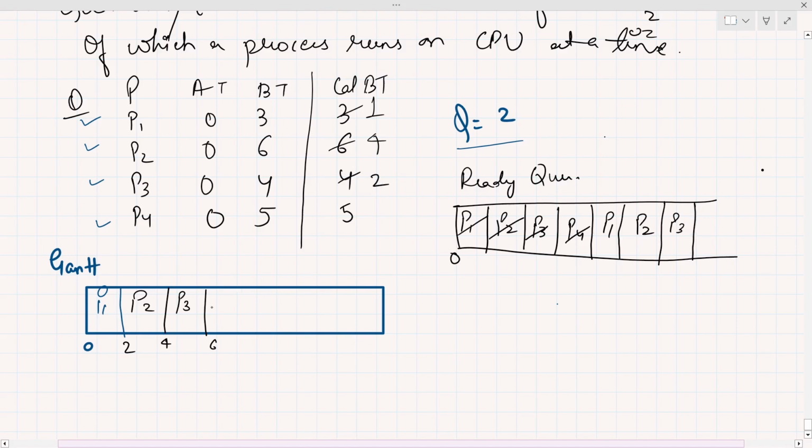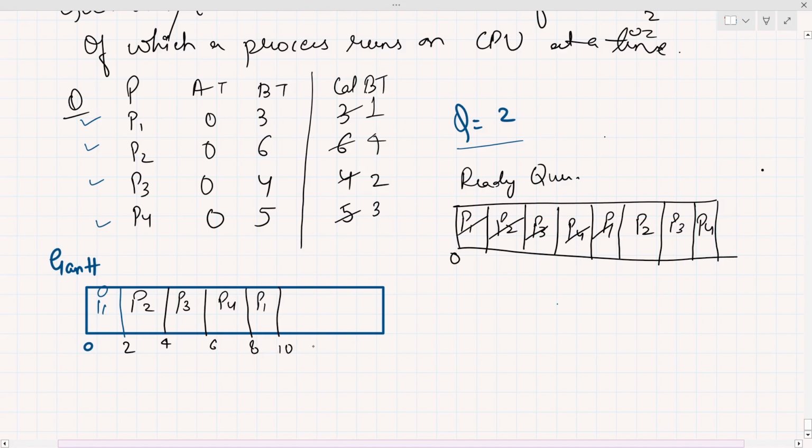After P3, the P4 process gets the CPU. So the time becomes 8 because every process can run only 2 units of time. So P4 only runs 2. So the burst time left for P2 is what? 3. P4 is what? 3. And P4 is left, so P4 is also added in the ready queue. After P4, the next process is P1. So P1 is removed from the ready queue and added in the running queue.